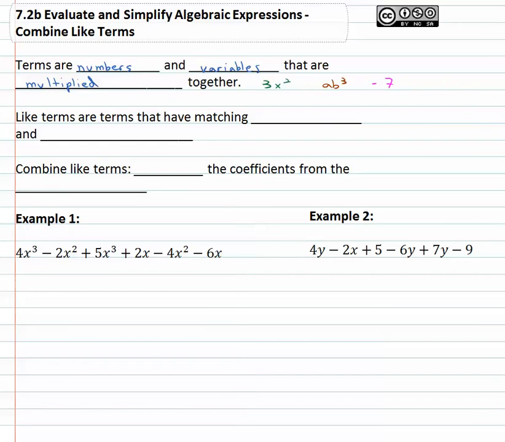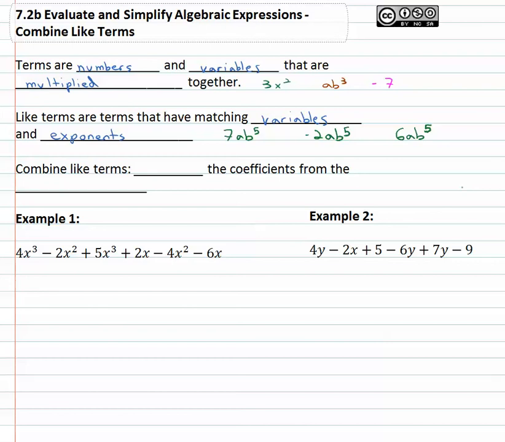Now, we have these things called like terms, and like terms are terms that have matching variables and exponents. If all the variables and exponents match, we say that they are like terms. For example, 7ab to the 5th and negative 2ab to the 5th. The variables and exponents all match, and they have to match exactly. If I've got maybe 6ab, that's not a like term with the rest until it matches exactly with the 5th power. Like terms have matching variables and exponents.